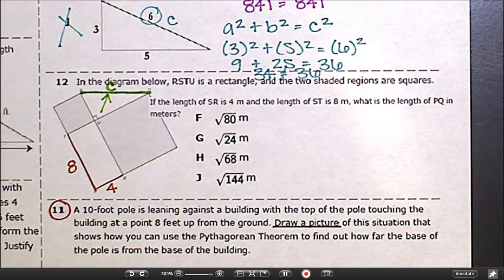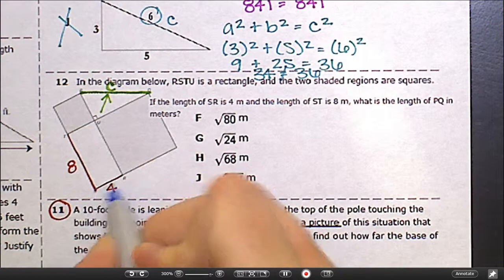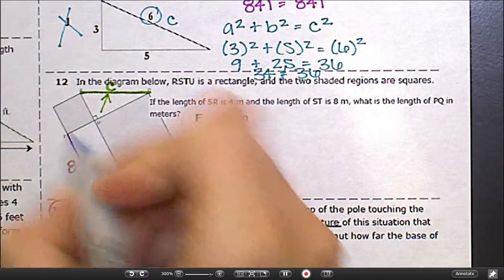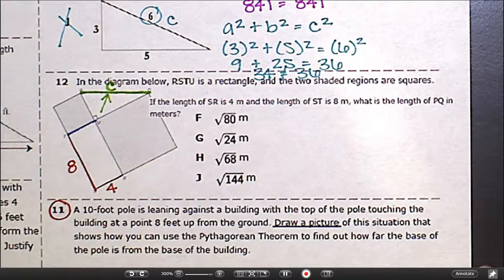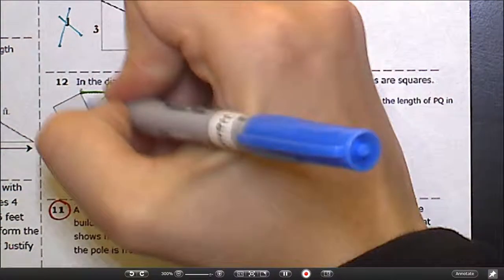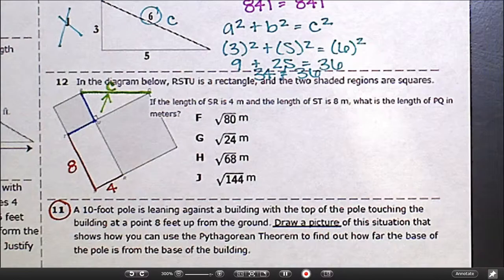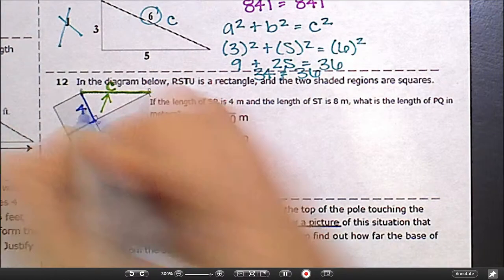So we know, let me find a different color here. We know that this length right here is 4 meters. Which means that this length is also 4 meters. And since it's a square, this is 4 meters. So I'm going to call this 4.